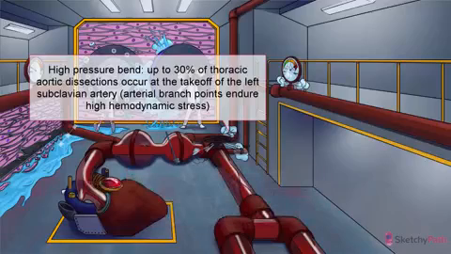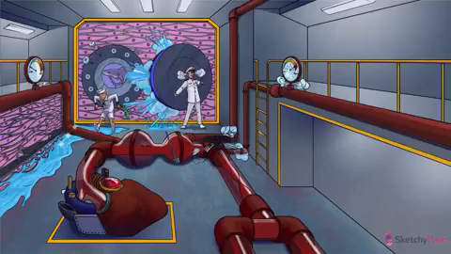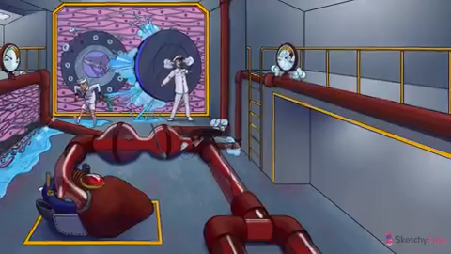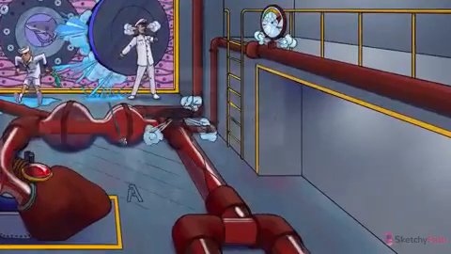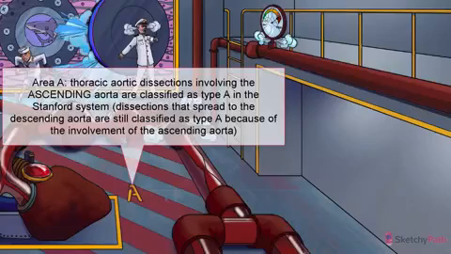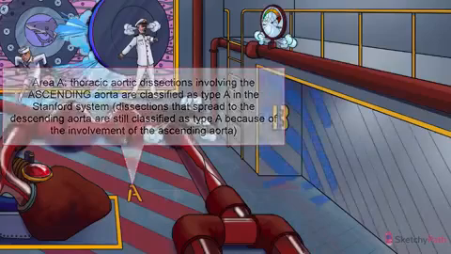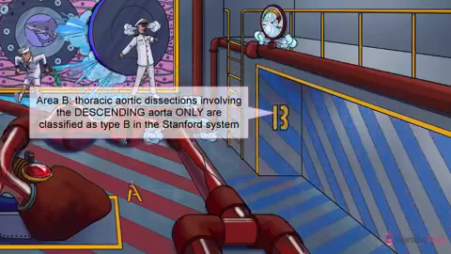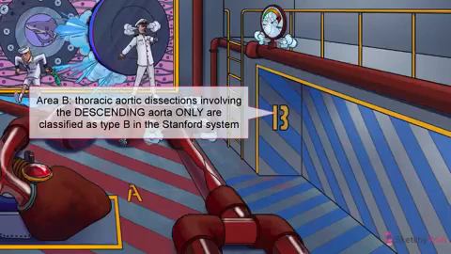Aortic dissections are classified based on their location by either the Stanford or DeBakey classification systems. The Stanford system is more widely used, but we'll include both because you'll inevitably encounter some old crusty surgeon who wants you to know the DeBakey system. In the Stanford system, which is less complicated, there are two types of dissections. Type A, which involves the ascending aorta, and Type B, which affects the descending aorta only. Type A dissections account for 2/3 of all dissections.